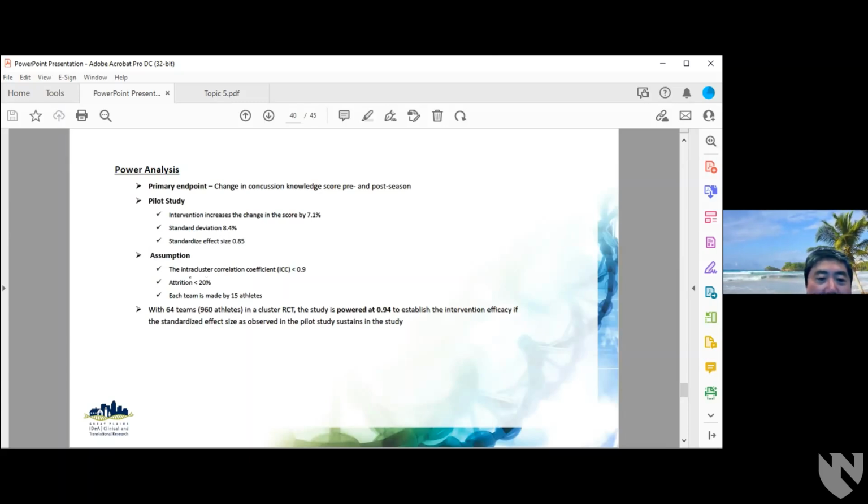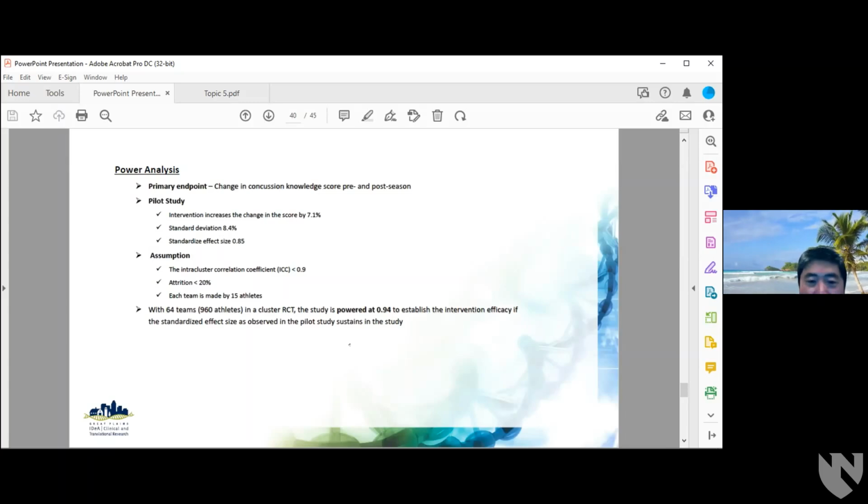Anyway, we assume each team is made up of 12 athletes. For attrition, assuming not everybody will report, attrition is 20%. We're assuming at least 12 athletes will report the score and participate in the study. In the end, we find the study is actually powered at 0.94 to establish intervention efficacy, based on the parallel RCT.